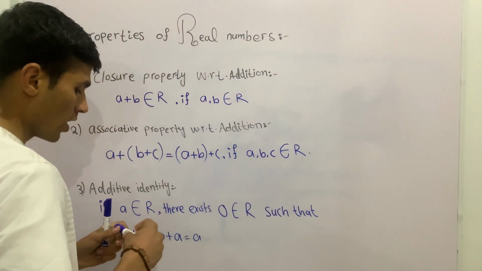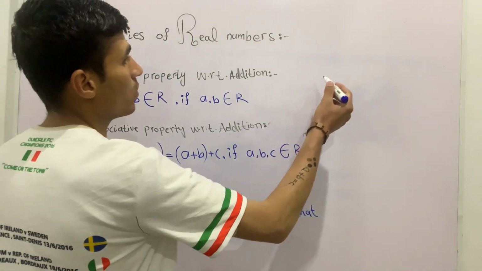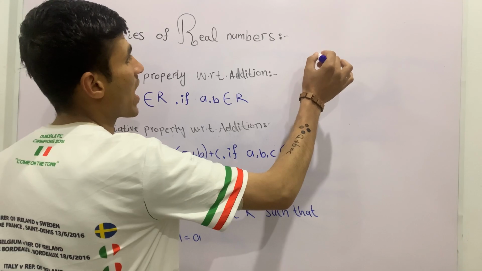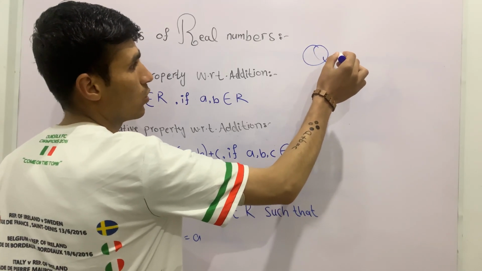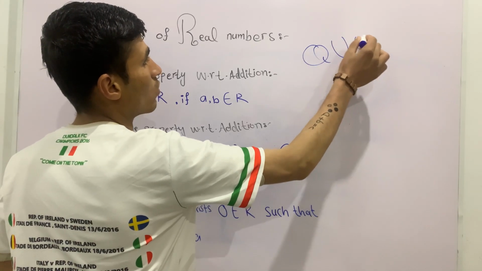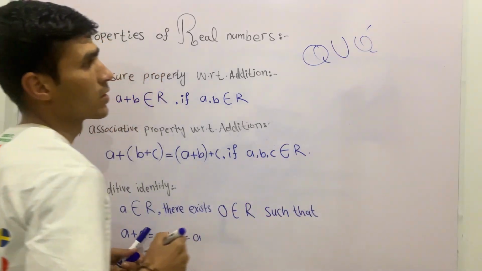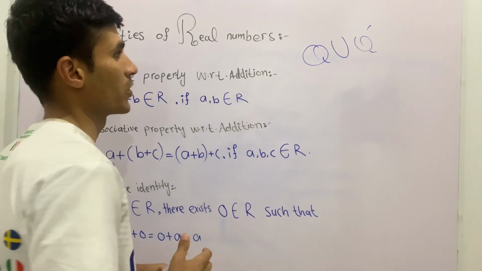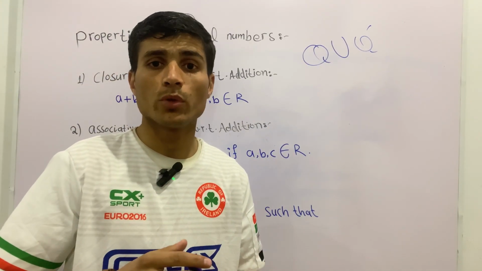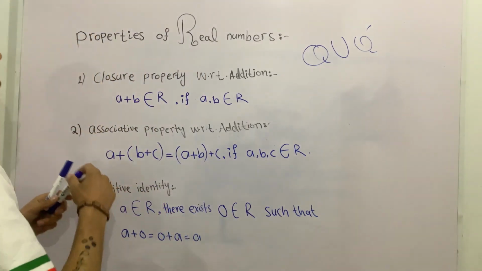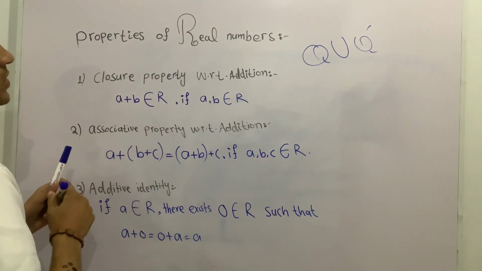We know that the real numbers are the union of the sets of the rational and irrational numbers. The rational number set is denoted by Q, union Q prime. So this is the set for real numbers. All rational and irrational numbers are real numbers. So, properties of real numbers.